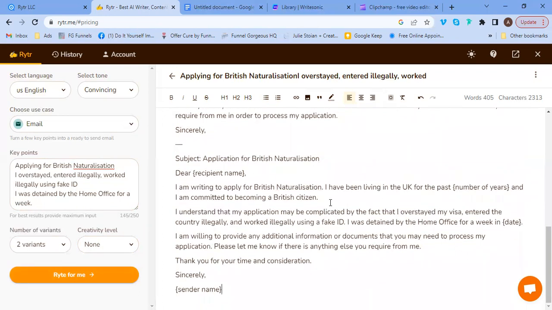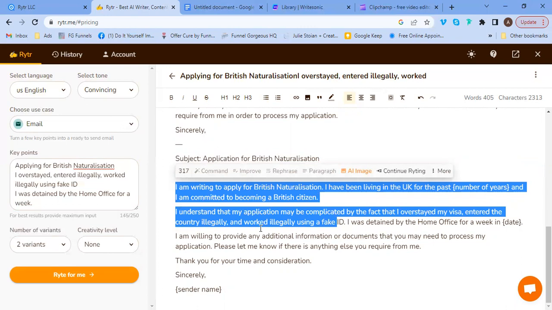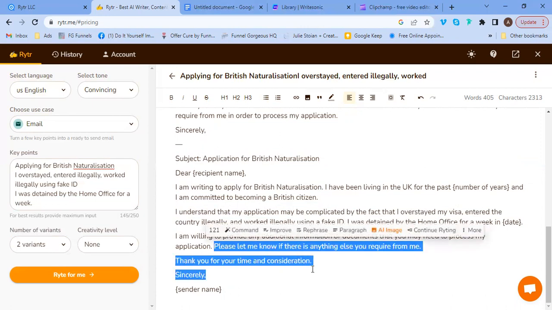Okay, so this is the one. Okay, this is the factual. I'm writing to apply for British naturalization. I've been living in the UK for the past, and I am committed to becoming a British citizen. I understand that my application may be complicated by the fact that I overstayed my visa, entered the country illegally, and worked illegally using a fake ID. I was detained by the Home Office for a week, and insert the date. I am willing to provide any additional information or documents that you may need to process my application. Please let me know if there's anything else you require from me.